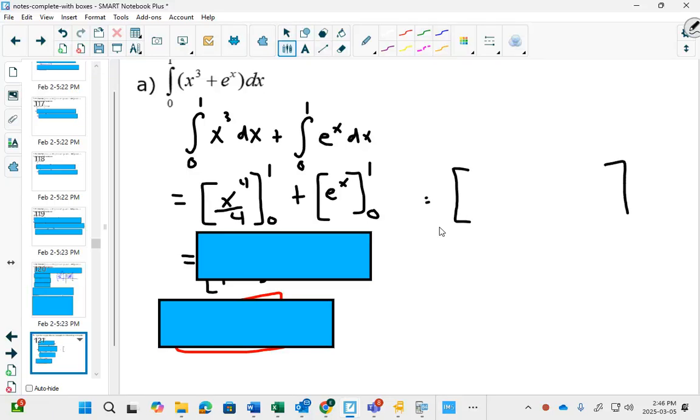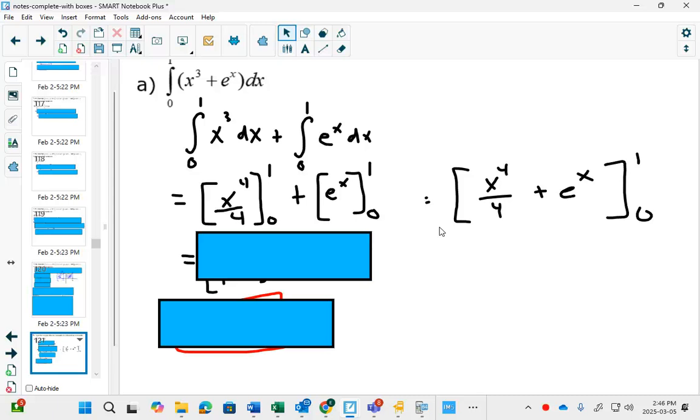if you did one set of brackets. This would be perfectly fine. Whenever you're adding and subtracting, you can integrate them separately. So you could do one set of brackets, or you could do it separately.